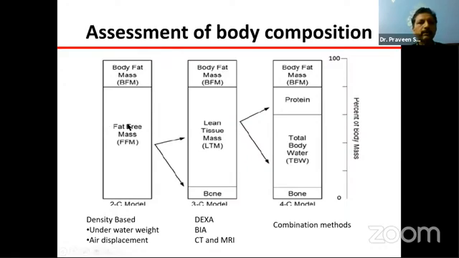So our body can be divided into body fat mass and the fat-free mass. If we go further, then the fat-free mass can be divided into the lean tissue mass and the bone mass. And the lean tissue mass can be further divided into proteins and the total body water. So we have 4 compartment models, which is a combination method. We have 3 compartment models, like DEXA, bioelectrical impedance, and the CT and the MRI, and the density methods, which are underwater and the air displacement method.